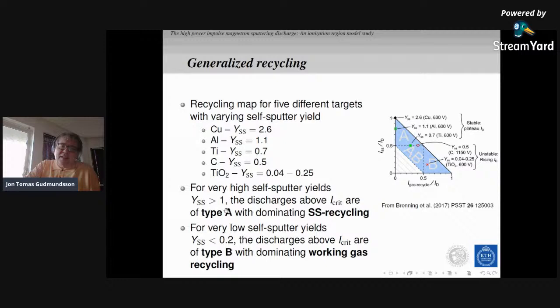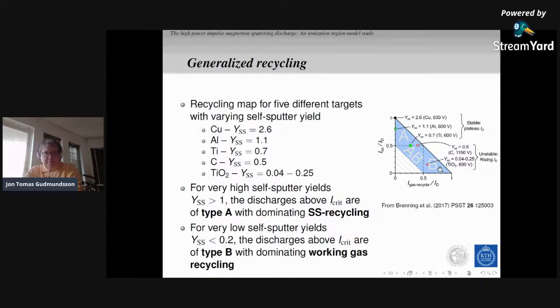If the self-sputter yield is low, less than 0.2, then we have a type B discharge that has a dominating working gas recycling. So this is what we have seen from these studies. If I go back to this, this means that the type A discharge would likely form a discharge waveform that looks like the non-reactive case, while the B type discharge would form a discharge waveform that is triangular in shape.